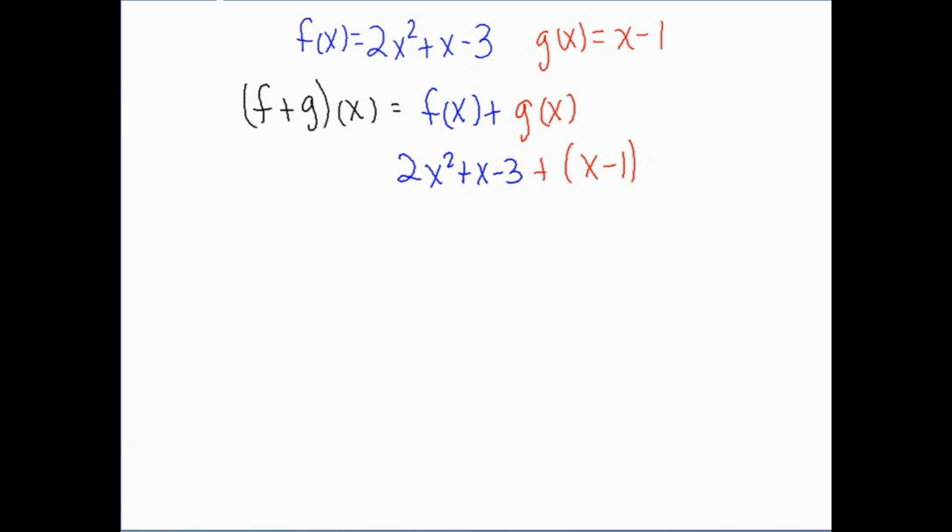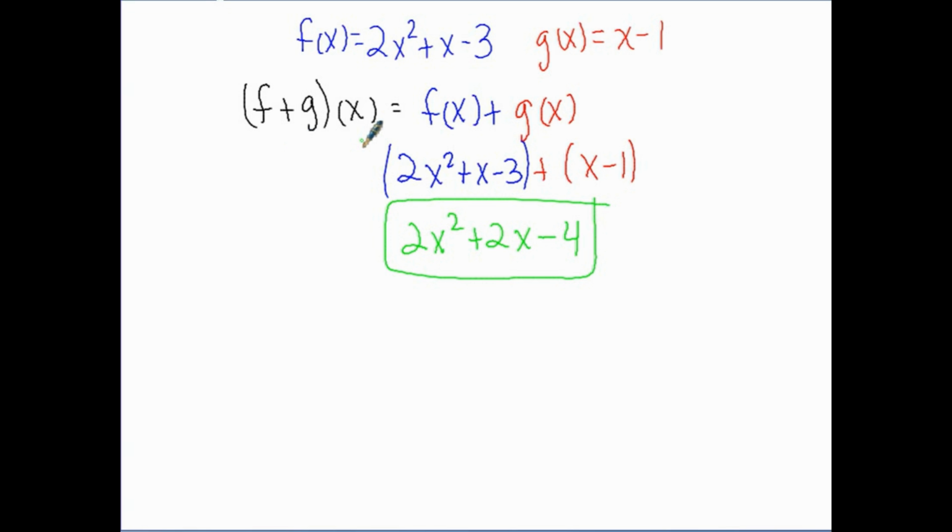Now, it is a good idea to just get in the habit of always using parentheses, but in case of addition, it doesn't really matter because the parentheses just drop. So now that I've done my substitution, I have everything out that I need right here. Now we just need to combine like terms. So I see my 2x squared. I don't see any x squared terms here. So I'm going to bring that down. So 2x squared. Now I see x and x. I'm going to add those together to get 2 x's. And then negative 3 minus 1, that's going to say minus 4. So this would be my final answer for f plus g of x.